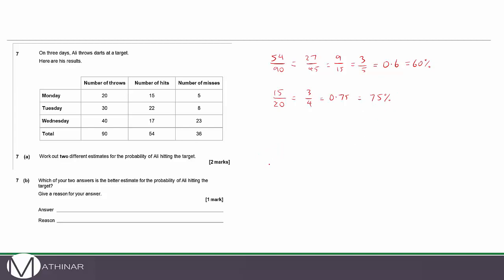Which of your 2 answers is the better estimate of Ali hitting the target? Give a reason for your answer. Now, what you're looking for is the one which has the most trials, because the more trials you do, the more accurate your answer. So the answer I'm going to go with is 54 out of 90, because this is based on 54 hits out of 90 attempts compared to 15 hits out of 20. So I feel this one is going to be more accurate. 54 over 90, or you can put 60% if you prefer.